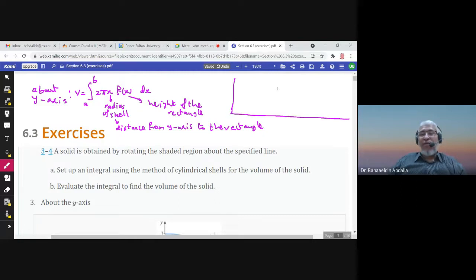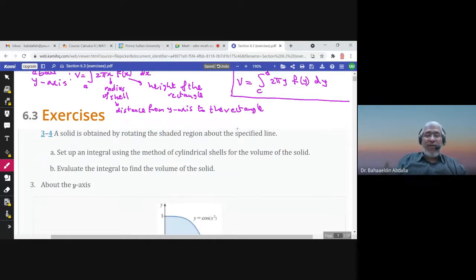The second formula: if we rotate about the x-axis, then we choose a rectangle parallel to the x-axis. The width of the rectangle in this case would be dy, delta y changes to dy, and 2 pi y is the circumference of the shell times f of y, the length of the shell in this case. Y is the radius, and f of y is the length of the shell. So these are the two formulas here.